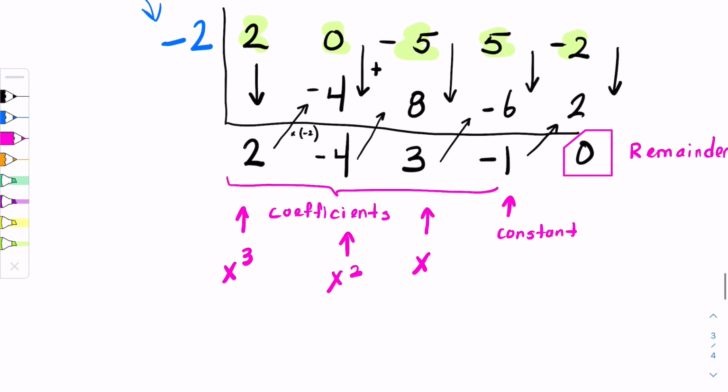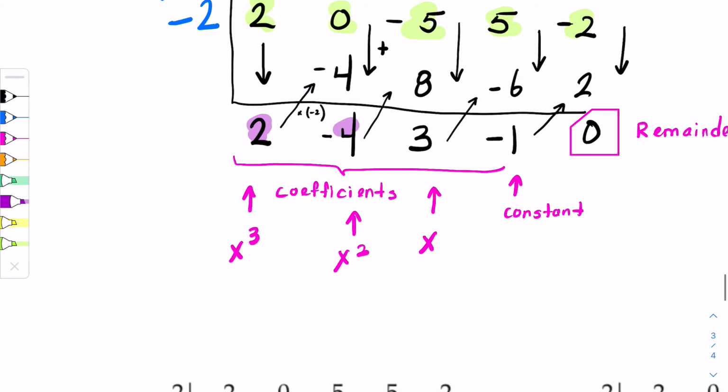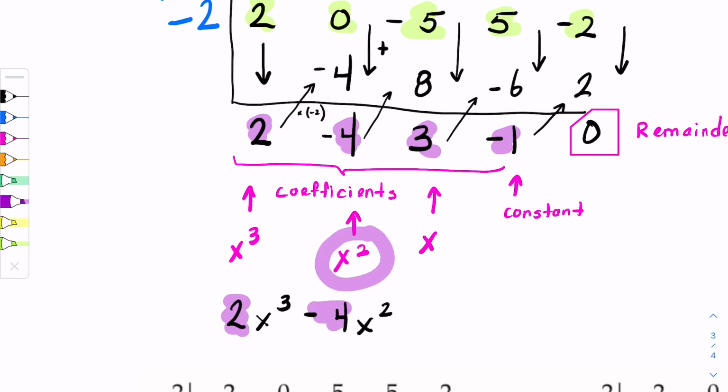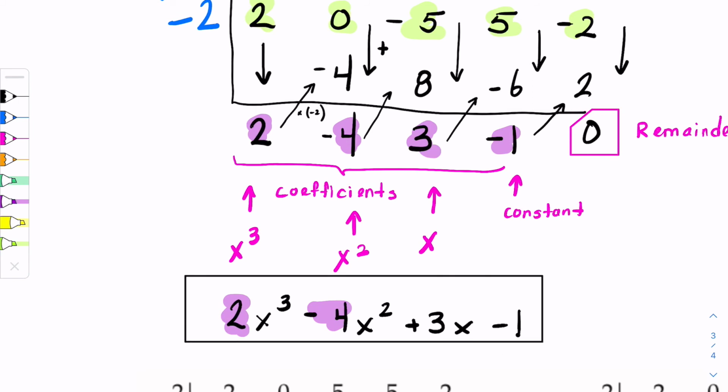I need to use these, but I also need to write these as my coefficients. So my final answer is 2x cubed. Notice how I just wrote that as the coefficient of x cubed. Minus 4x squared. -4 is the coefficient of x squared. Plus 3x minus 1, and then my remainder is obviously 0 in this case. This here is my final answer.